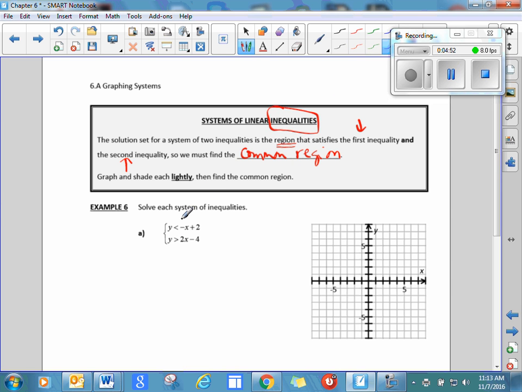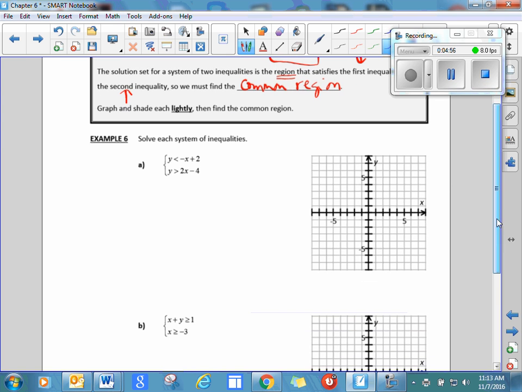So we've got two lines here, they're written in slope-intercept form, so this is pretty easy to just go graph them. So I'm going to do that right off the bat here. The first one has a slope of -1 and the y-intercept is +2, so it's going to look like this. Remember, when we're dealing with inequalities, we have to decide whether we're going to fill the line in solid or is it going to be dotted.